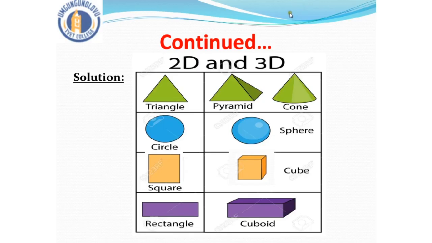Solutions. You are expected to have done like this. These are your 2Ds that are classified on this side and the 3Ds that are classified this side. You will have your triangle, your circle, your square, and your rectangle. On the 3D side, that is the three-dimensional figures, you will have your pyramid or a cone, your sphere, your cube, and your cuboid. A cuboid is sometimes referred to as a rectangular prism.